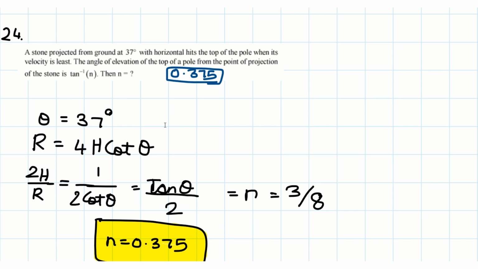We need to find the angle of elevation of the top of the pole from the point of projection. Now we have initial theta equal to 37 degrees, r equal to 4h cot theta, and then when we divide 2h by r equal to half tan theta, we get tan alpha equal to 3 by 8. 3 by 8 simplifies to approximately 0.375.